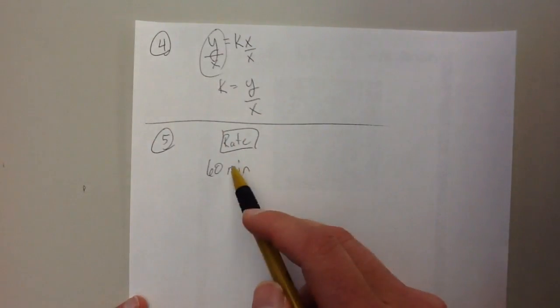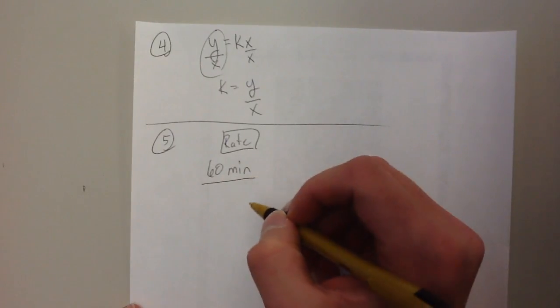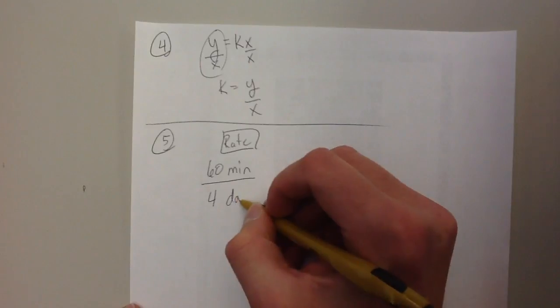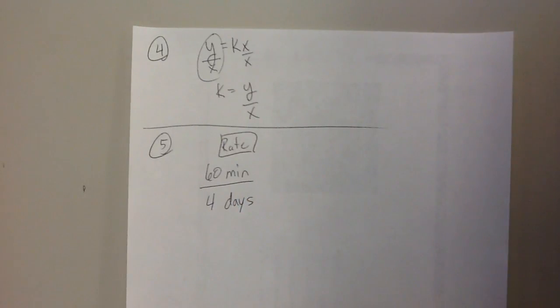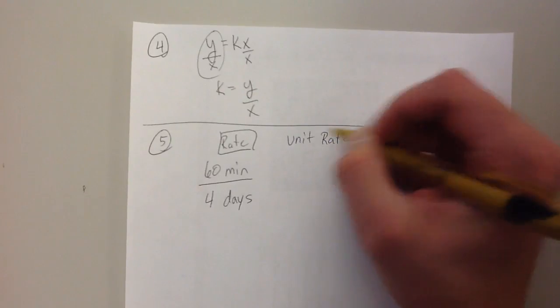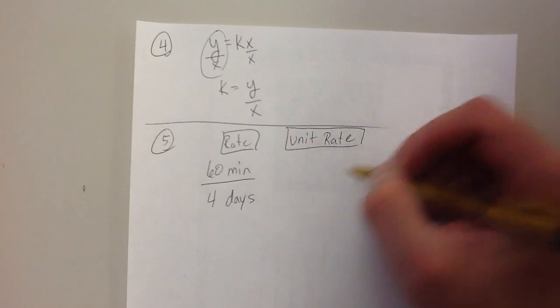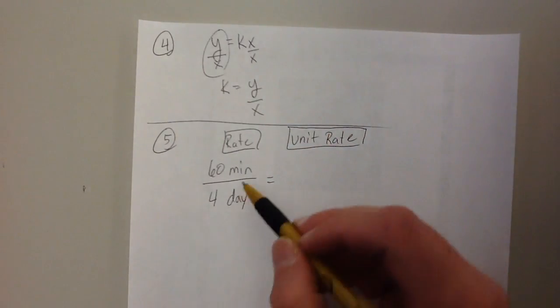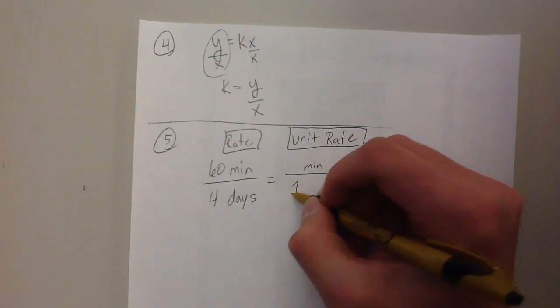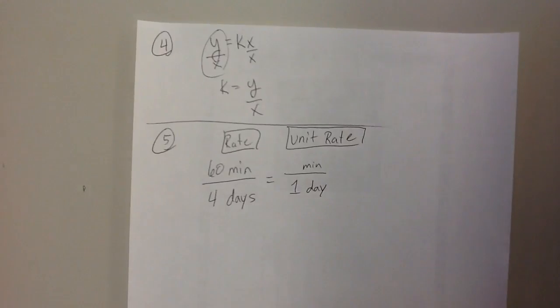This is the rate. The rate is 60 minutes in how many days? 60 minutes in 4 days. That's the rate. Okay? So let's find the unit rate, which means how much time did she spend studying in 1 day? If she spent 60 minutes in 4 days, how many minutes in 1 day did she study for?